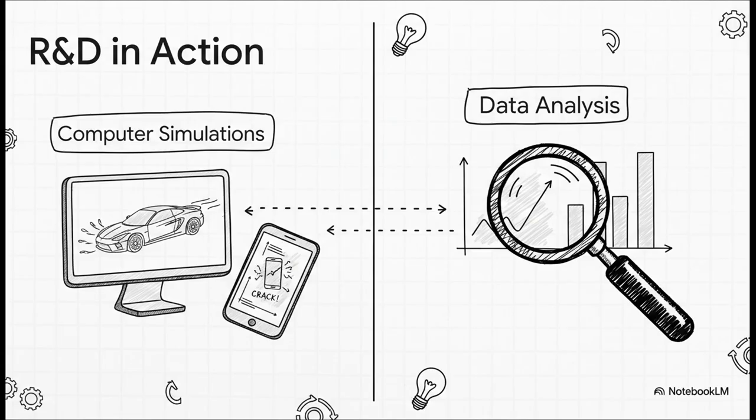So how does this digital playground actually work? Well, instead of crashing, say, a dozen real cars into a wall, which is super expensive, engineers can crash 1 million virtual ones. They can simulate a whole decade of wear and tear on a new phone in just a few hours. This constant cycle of simulation and then analyzing all that data lets them just iterate and tweak endlessly, perfecting a design before it ever leaves the computer screen.